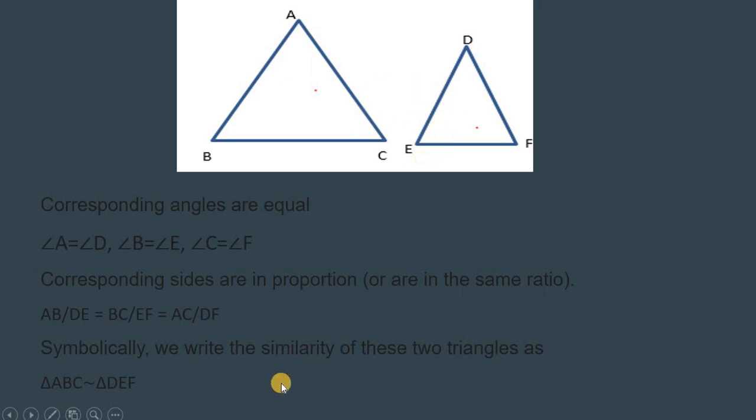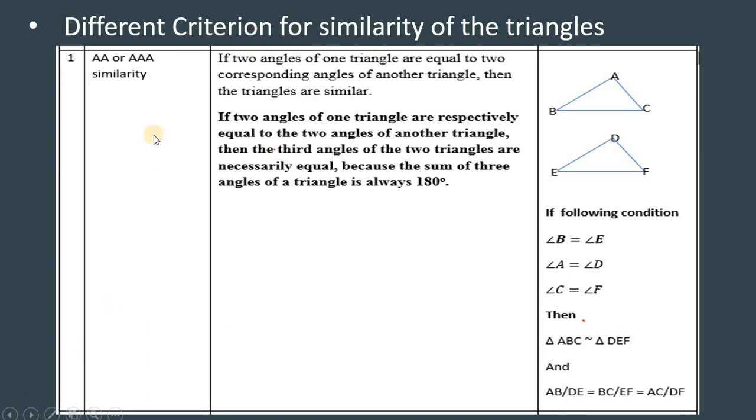So how do we write that symbolically? The similarity of two triangles is written here: triangle ABC, with this symbol of similarity, is similar to triangle DEF. So what are the different criteria for the similarity of triangles? We have three different criteria by which we can prove the similarity of two triangles, and we will study them one by one.